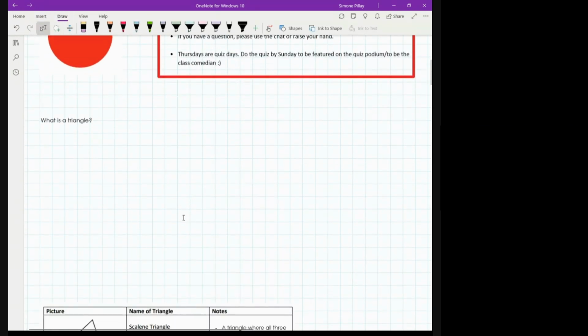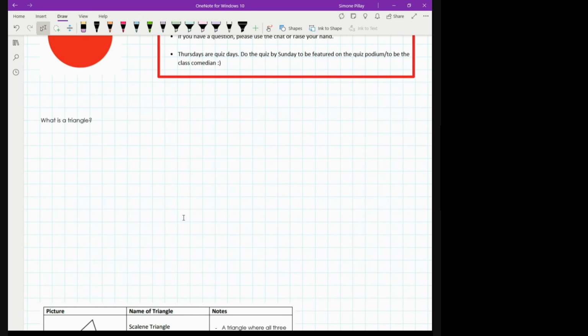Here we go. Now I want to ask you guys, what is a triangle? If I had to ask you guys what's a triangle, what would your response be? What would you tell me? A polygon with 3 equal sides. That's a super good definition.